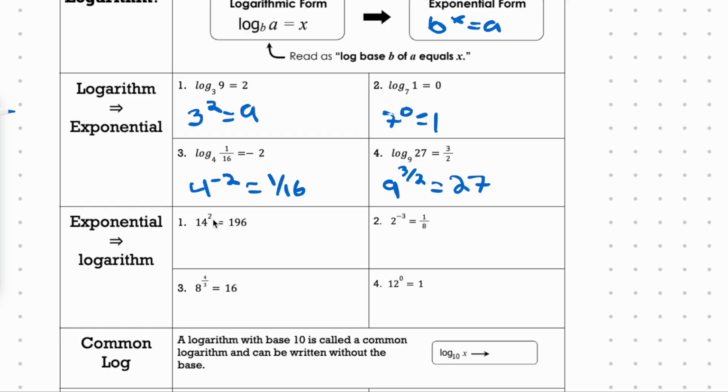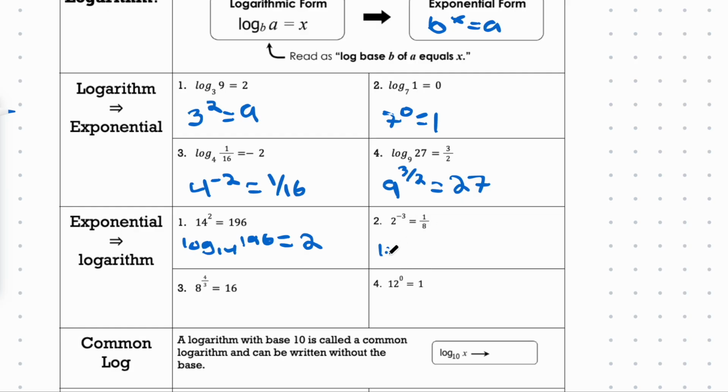Okay, what about here? Well, we want to take our base. First of all, what's our base? Our b value. It's 14, so we're going to say log base 14 of what number? What's our a value? Whatever this is equal to. 196. Oops, I'm sorry about that. Log base 14 of 196 equals our exponent, which is 2. That makes sense.